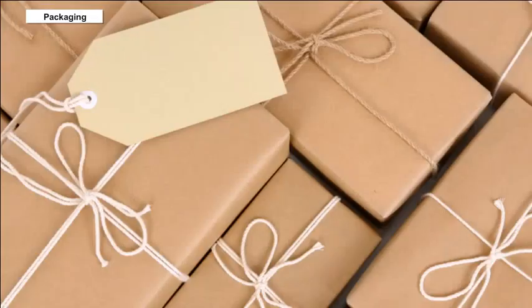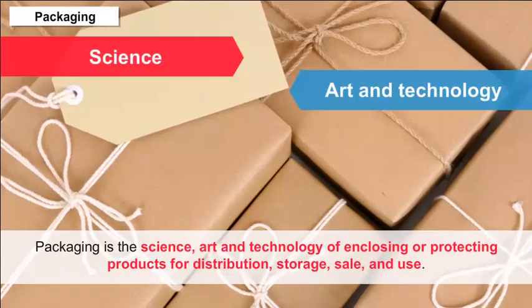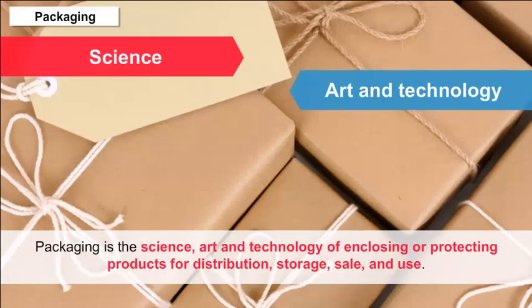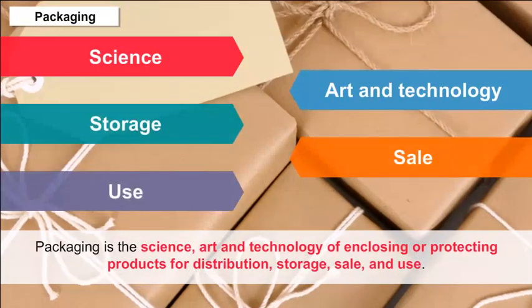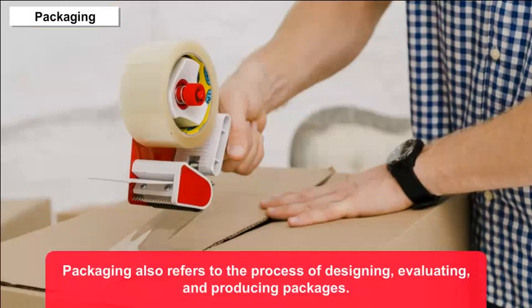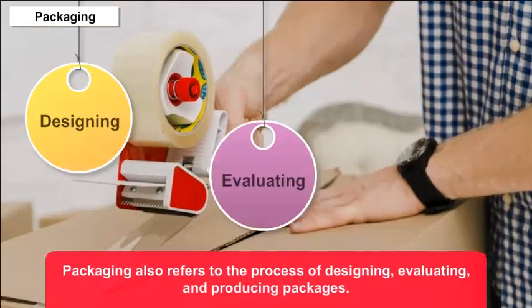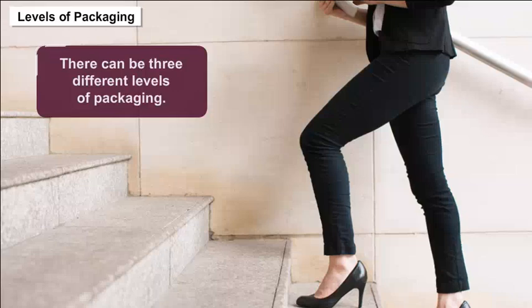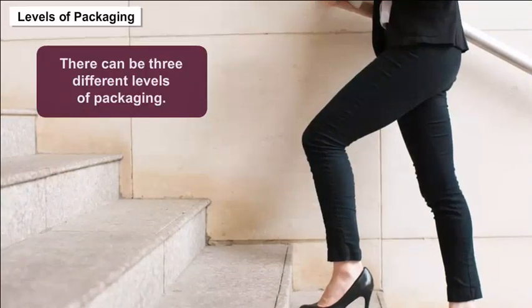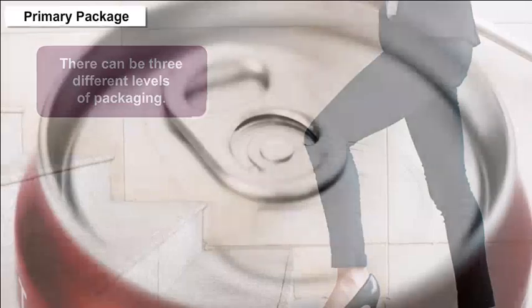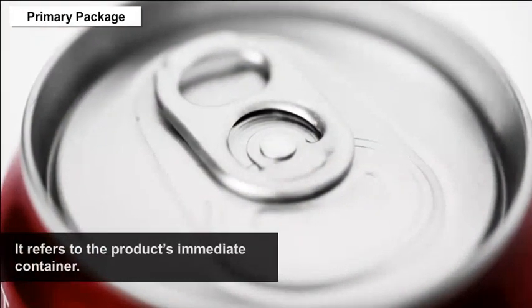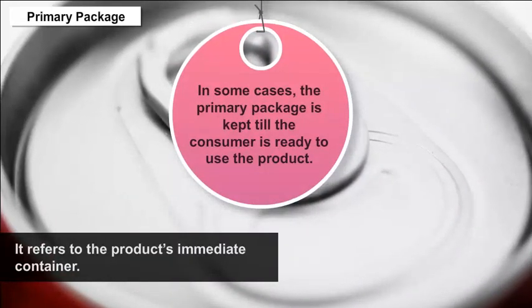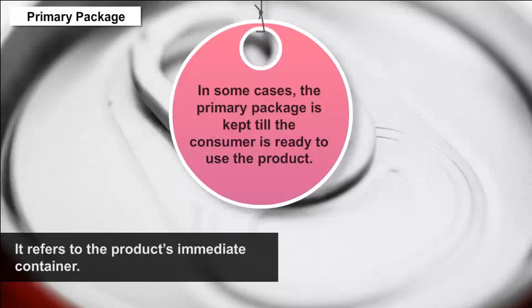Packaging. Packaging is the science, art, and technology of enclosing or protecting products for distribution, storage, sale, and use. Packaging also refers to the process of designing, evaluating, and producing packages. Levels of packaging. There can be three different levels of packaging. These are as below. Primary package. It refers to the product's immediate container. In some cases, the primary package is kept till the consumer is ready to use the product.